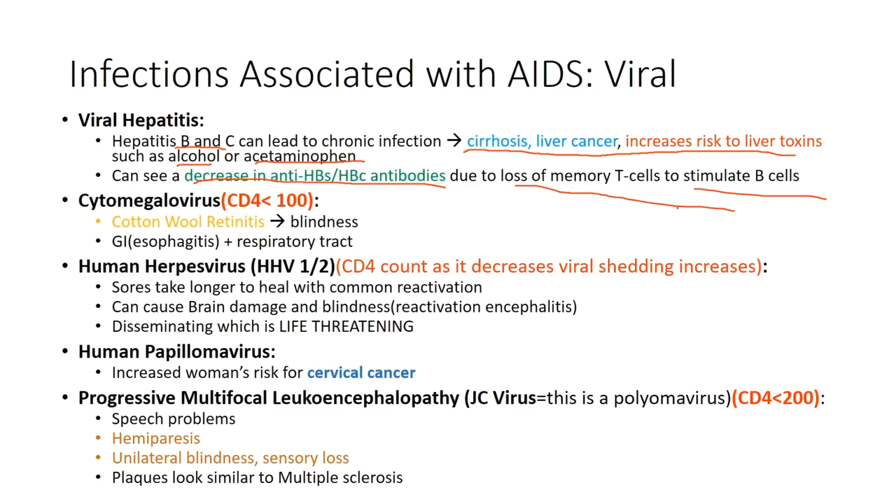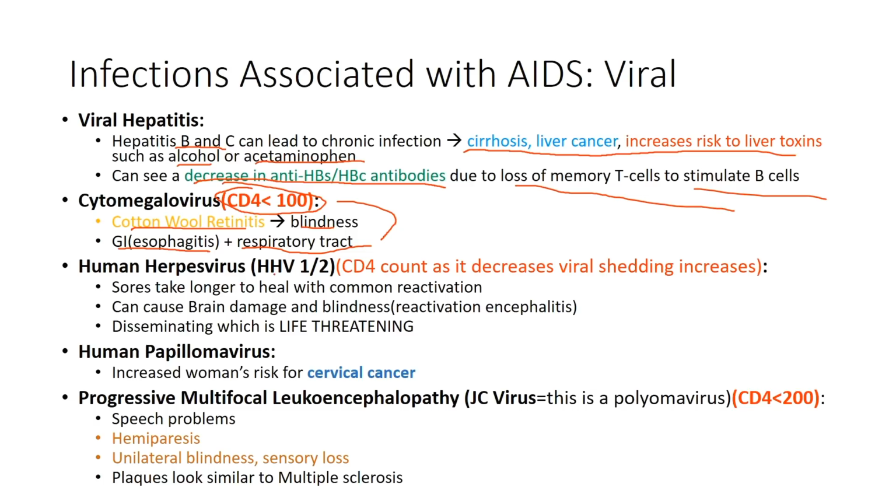So cytomegalovirus is another one. Remember, we mentioned that this is when the CD4 count is less than 100. You can get that cotton wool retinitis, and that can cause blindness. And then GI esophagitis, which we've talked about in the GI section, and respiratory tract disease like pneumonia. Remember, this is also associated with kidney transplants, and that is high yield to know.